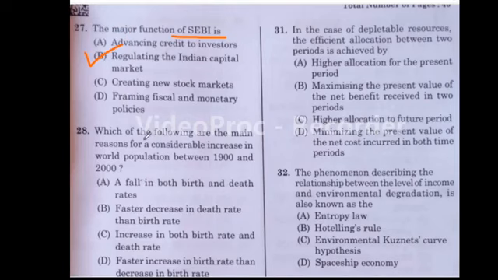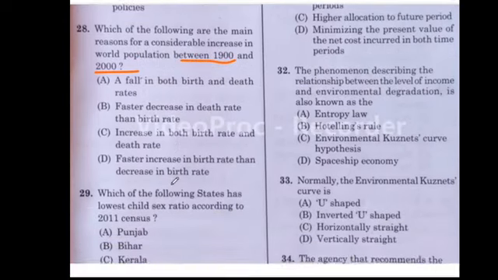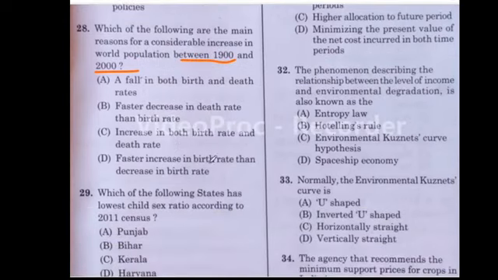Question number 28. Which of the following is the main reason for a considerable increase in world population between 1900 and 2000? Option A, fall in both birth and death rates. Option B, faster decrease in death rate than birth rate. Option C, increase in both birth rate and death rate. Option D, faster increase in birth rate than decrease in the birth rate.